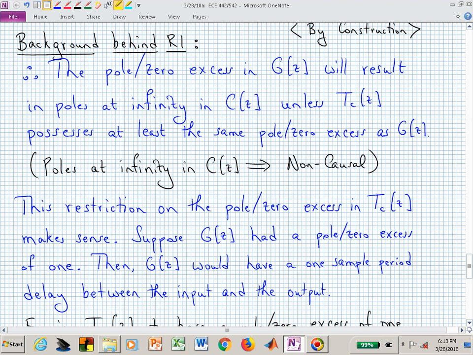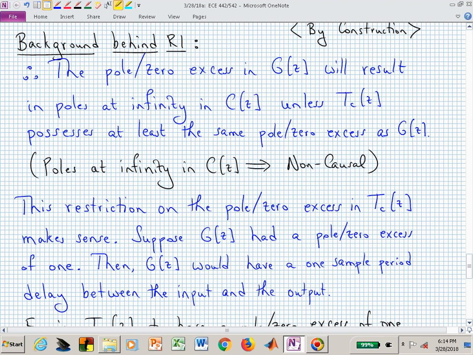The pole zero excess in G of Z will result in poles at infinity in C of Z. Poles at infinity, that just means that when you let Z go to infinity in C of Z, it would go unbounded. That means the numerator of C of Z is bigger than the denominator in order. That's poles at infinity in C of Z. The pole zero excess in G of Z will result in poles at infinity in C of Z unless the desired closed loop transfer function, T sub C of Z, possesses at least the same pole zero excess as G of Z.